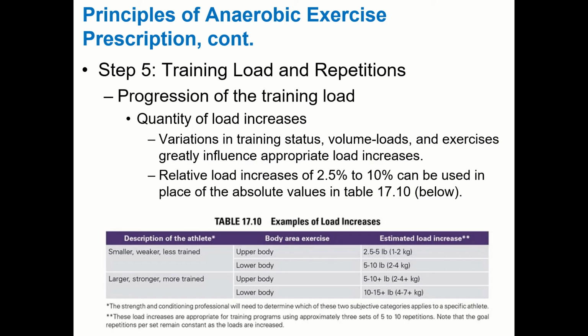And you might say, how much weight? Good question. In our less advanced athletes, for upper body exercises, 2.5 to 5 pounds, lower body exercises, 5 to 10 pounds. Our more conditioned athletes, our more experienced athletes, they may make a 10-pound jump on an upper body exercise and 15 pounds or more on a lower body exercise.